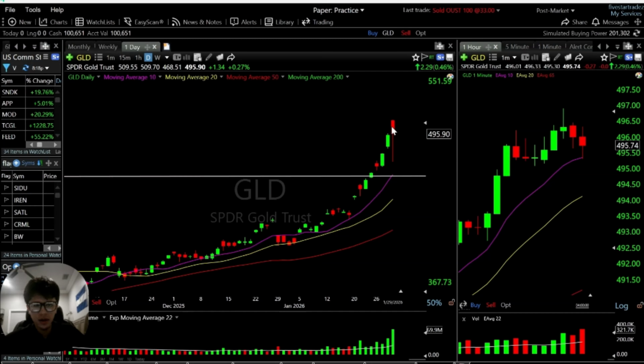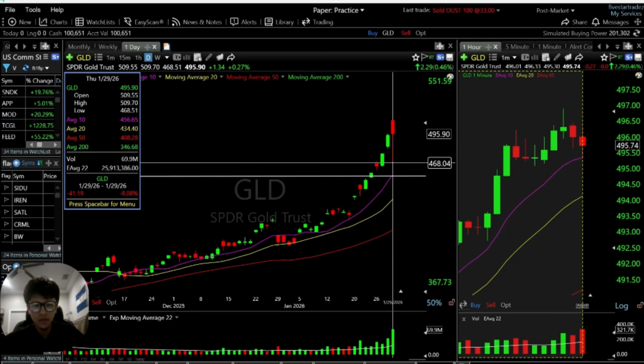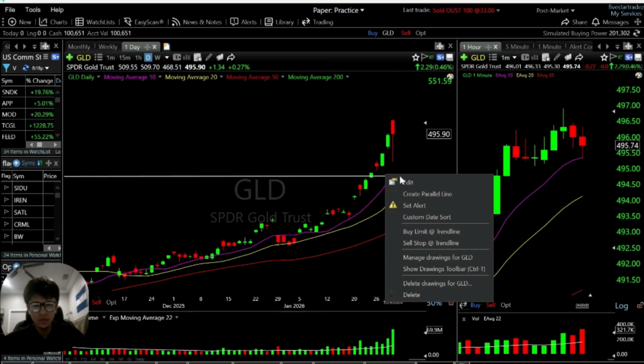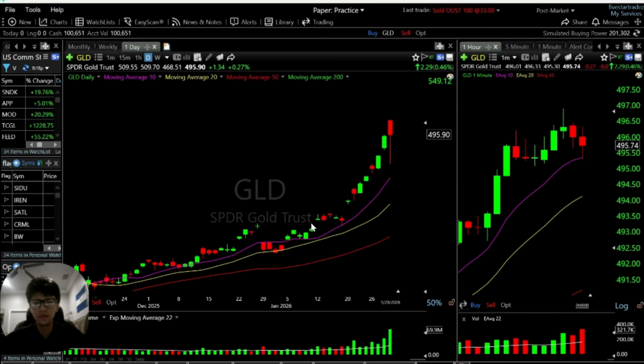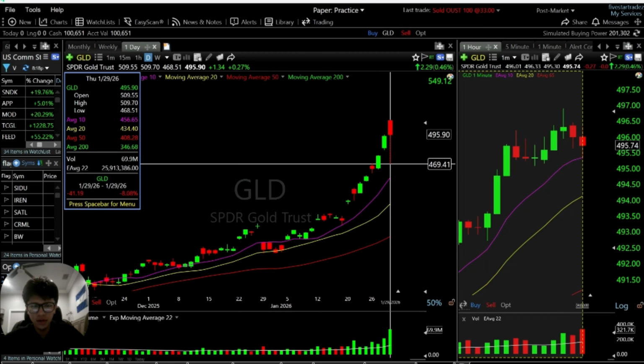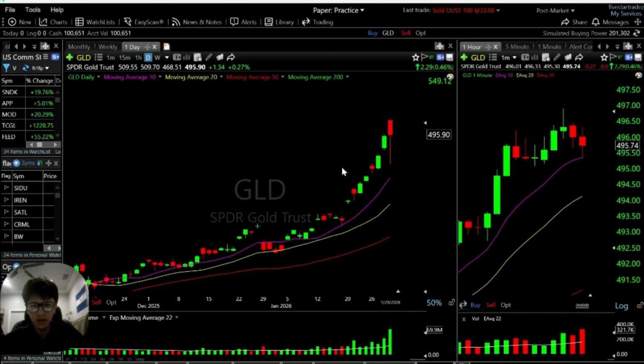As you can see right here, it came down all the way to 468 below. Silver and gold have been going up since November, December. It was time to short it. I mean, it didn't crash like how I thought it would, but it did give us a big opportunity, and I did make some good money today.